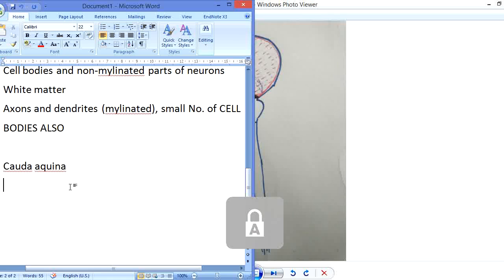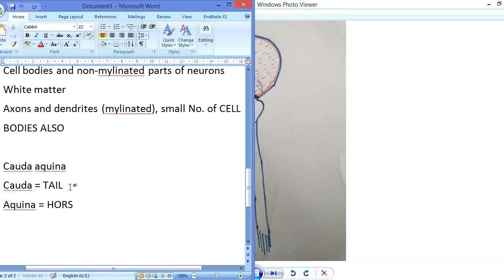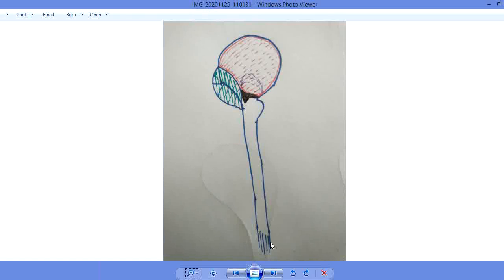Cauda means tail, and equina means horse. So the last part of the spinal cord is somewhat like a horse tail. That is why this is called cauda equina.